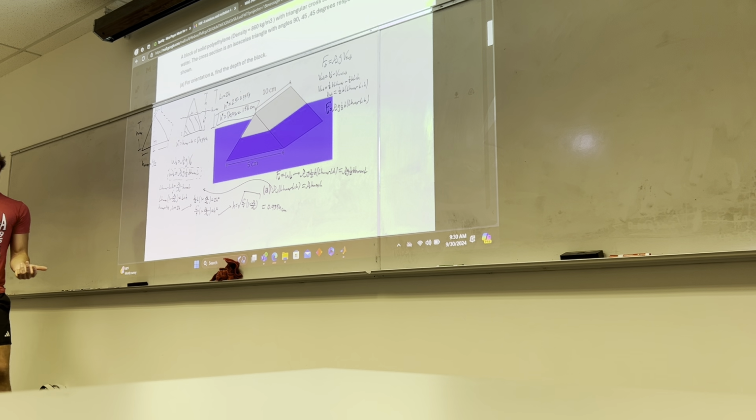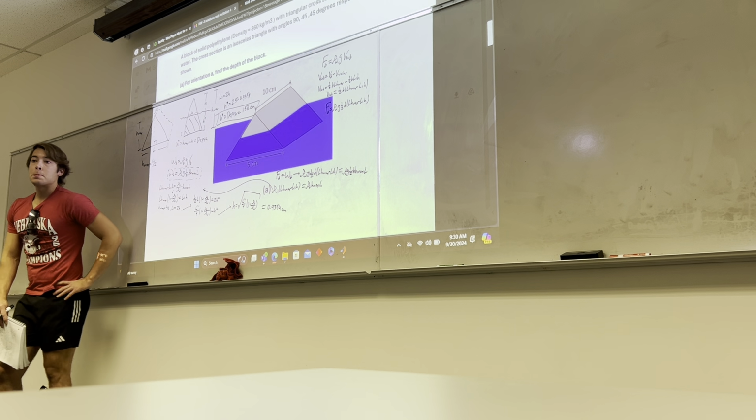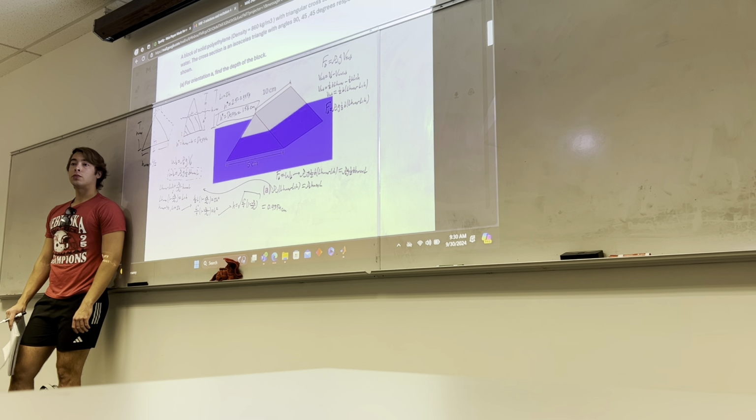We used the buoyant force to leverage everything, set the total weight of the block equal to the buoyant force, and solved for H by substitution. Can you go over again where you use rho W versus rho B?